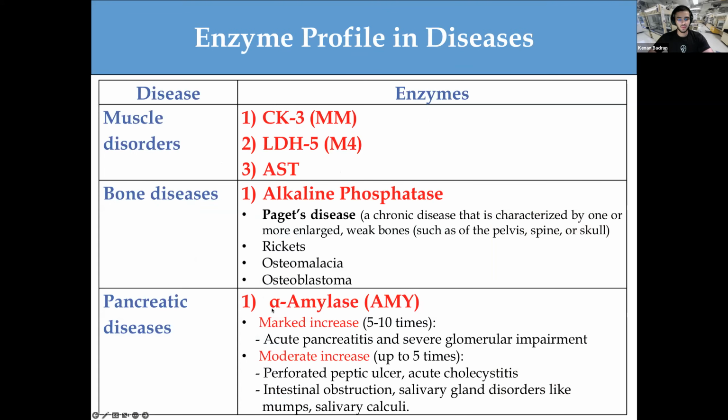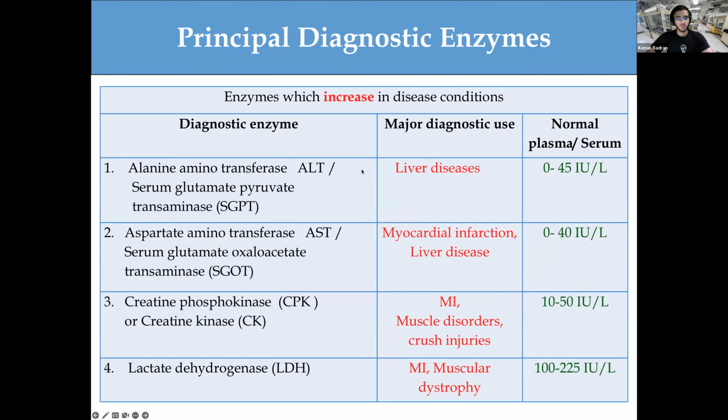Now in pancreatic diseases, you have alpha amylase, and a marked increase can be caused by acute pancreatitis or severe glomerular impairment. A moderate increase can be caused by perforated peptic ulcer, acute cholecystitis, intestinal obstruction, and thyroid gland disorders like mumps and salivary calculi. Lots of reading, right? But there's something I want you to notice. You see how, for example, ALT is only for liver disease, and AST can show liver disease and myocardial infarction.